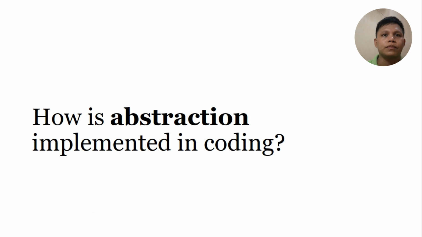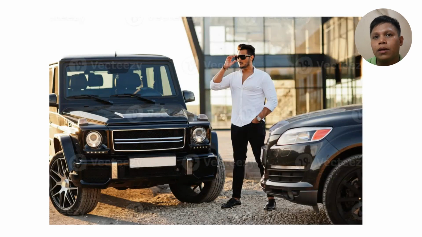Now, how is abstraction implemented in coding? Because abstraction is just a concept, but of course, since this is a concept that can be applied to programming, how do we apply that? So let's have an analogy.